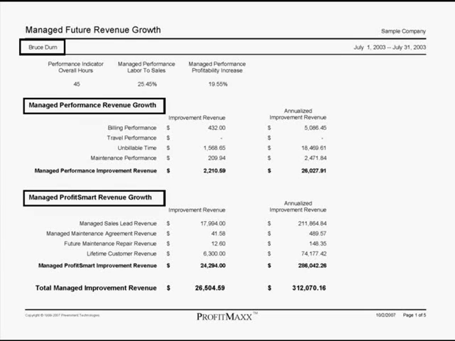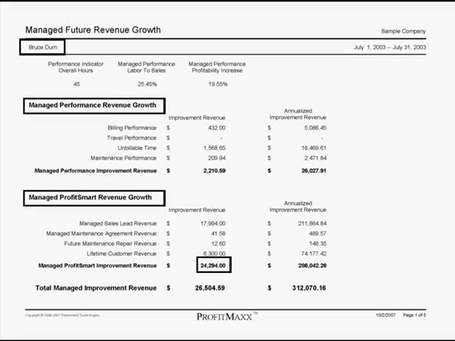Lifetime customer revenue is the potential revenue increase to the company from having a customer for life if the technician had performed to the goals and expectations of maintenance agreements sold from the Managed Maintenance Customer Growth Report. In Bruce's case, this totals $6,300 for the month. Over the course of the year, this totals $74,177.